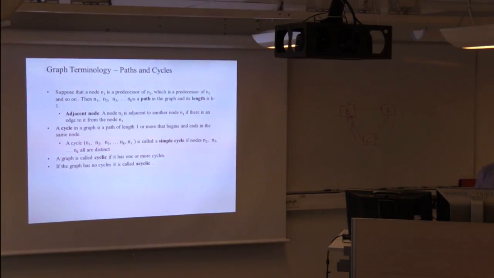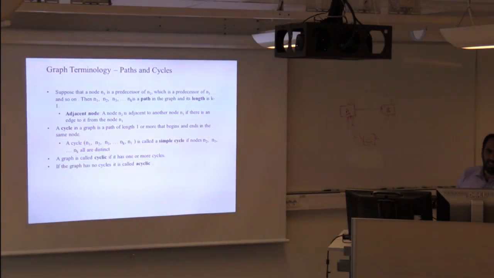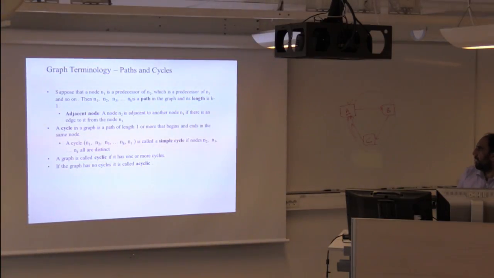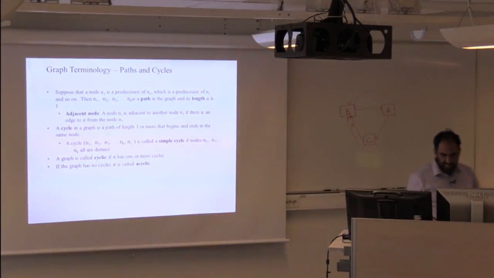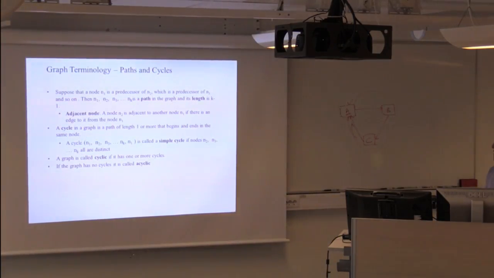Such kinds of paths we call a cycle, and a graph can contain one or more than one cycle. If there is a cycle within the graph, we call it a cyclic graph. And then there is also a simple cycle. The difference between a simple cycle and an ordinary cycle is that sometimes you have connections like this.